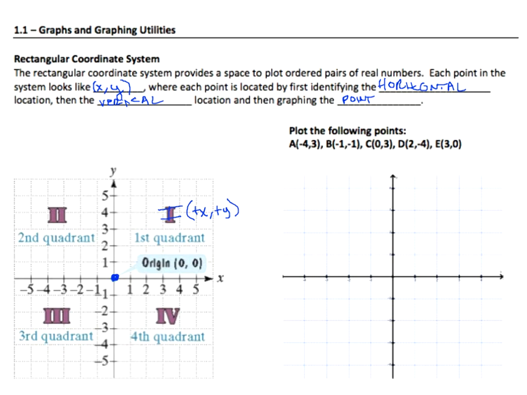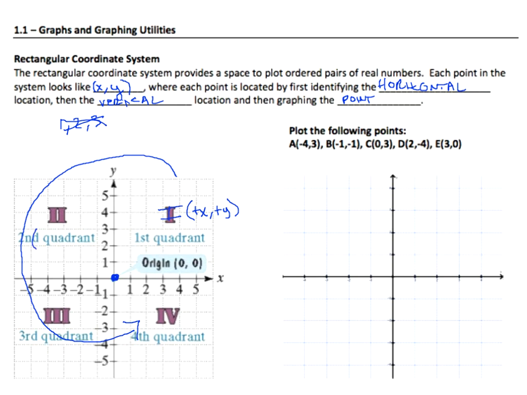And then we move counterclockwise to name the other 4. Notice that they're all named with Roman numerals. So you do not name quadrants with Arabic numbers. By the way, our number system is Arabic. So we don't name with Arabic numbers. We name with Roman numerals when we're talking about quadrants.